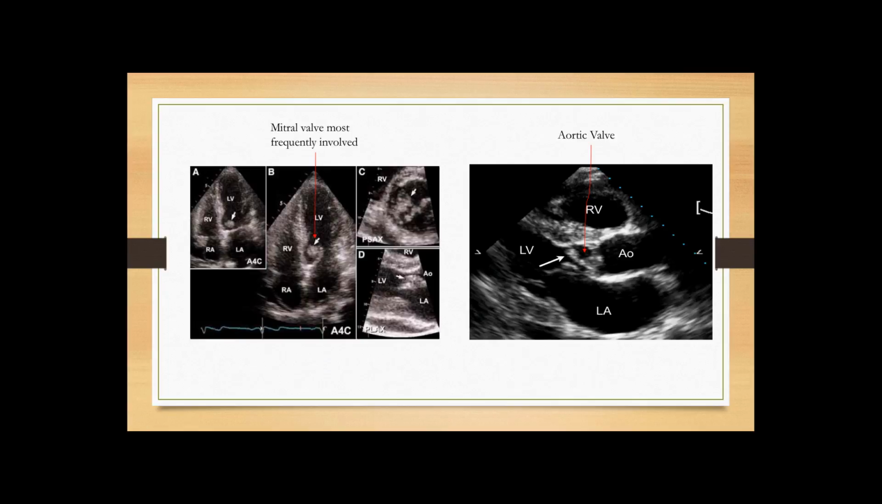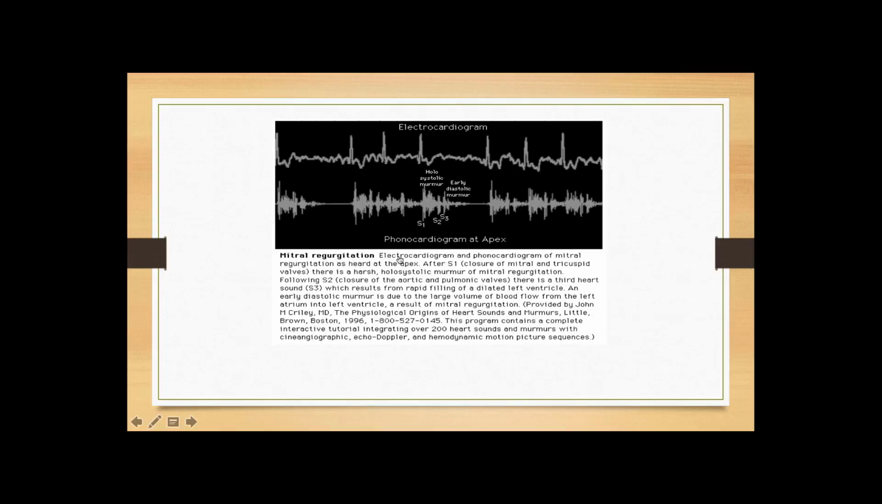Here is the echocardiogram. The mitral valve is most frequently involved, and the aortic valve in some situations. In IV drug users, the tricuspid valve can be involved as well. Here is the murmur of mitral regurgitation. So you can hear it right here. I hope it's loud enough. You can see there is a pan-systolic murmur starting from S1 to S2 and going all the way. So this is a mitral regurgitation murmur in the mitral area.